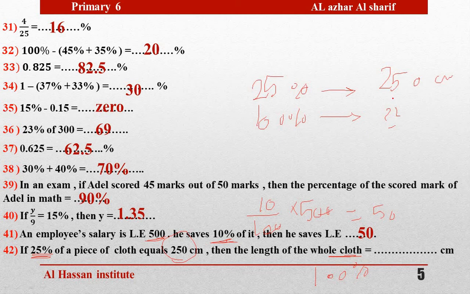Cross multiplication. To find the whole cloth, we say 250 times 100% over 25%. Cancel percent with percent. 100 divided 25 equals 4. 250 times 4 equals 1000. So the result becomes 1000.